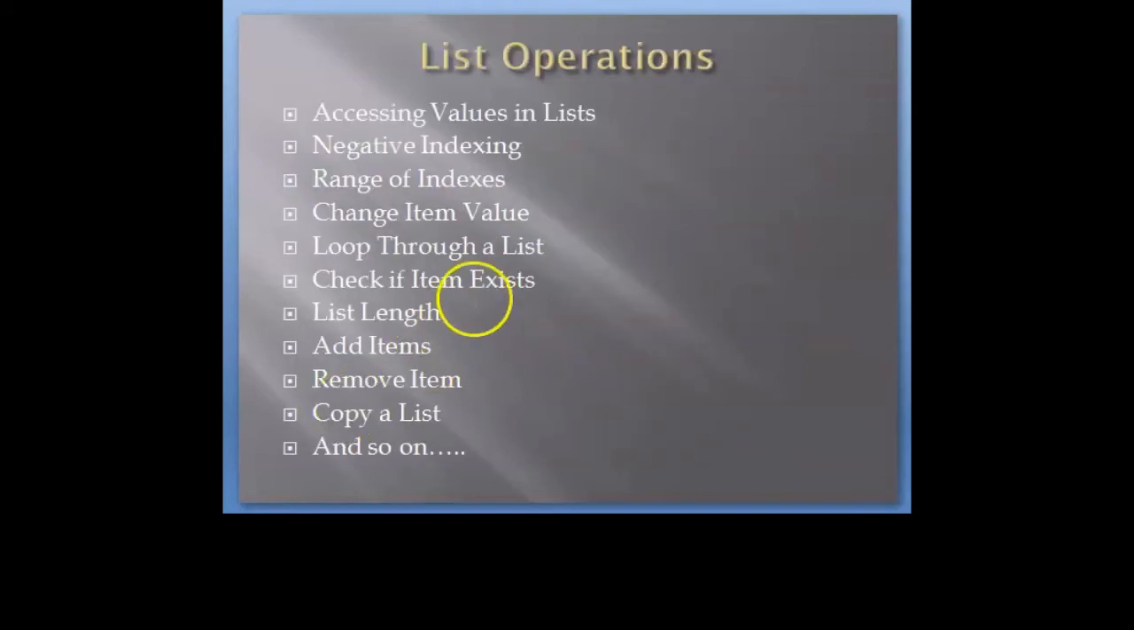These are the operations on a list: accessing values in a list, negative indexing, range of indexes, changing item values, and looping through a list. We will see all the loops available in Python later on, in later parts of this series. Check if an item exists: if we have a list, we have to check whether this number exists in the list. Add items, remove items, copy a list, and so on.